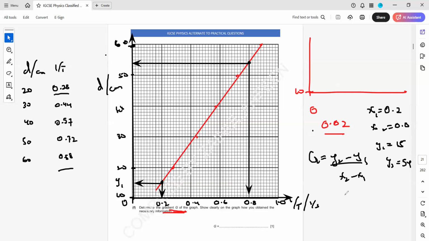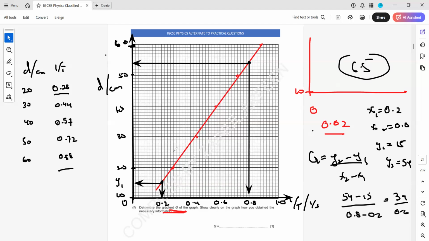So you'll use the formula y2 minus y1, 54 minus 15, divided by x2 minus x1, so 0.8 minus 0.2. 54 minus 15 is 39, divided by 0.6. 390 divided by 6. What's the answer? 6.5. Okay, 6.5 is the gradient.